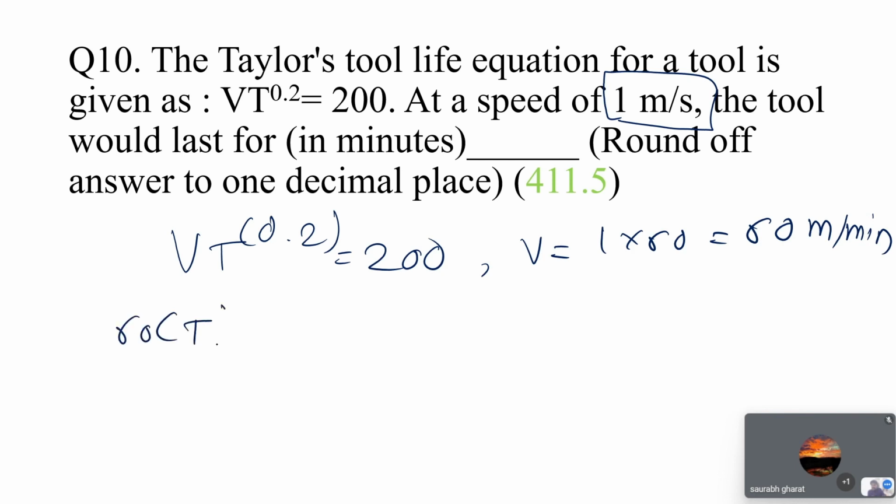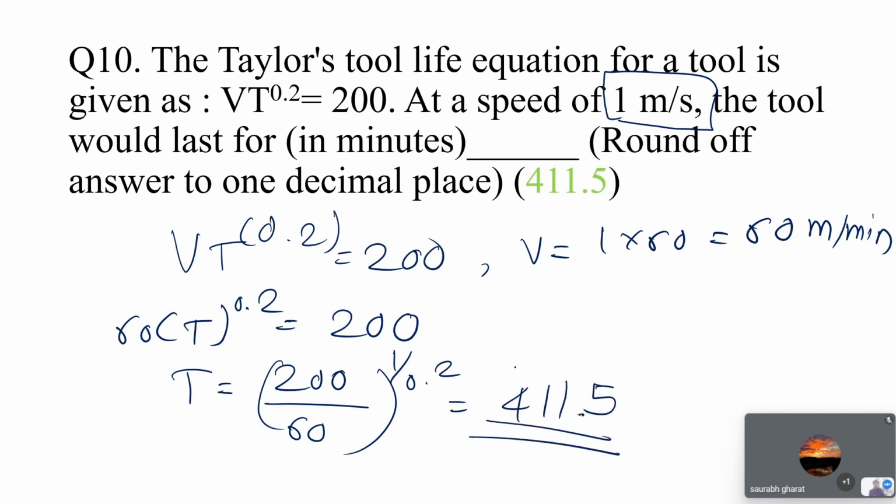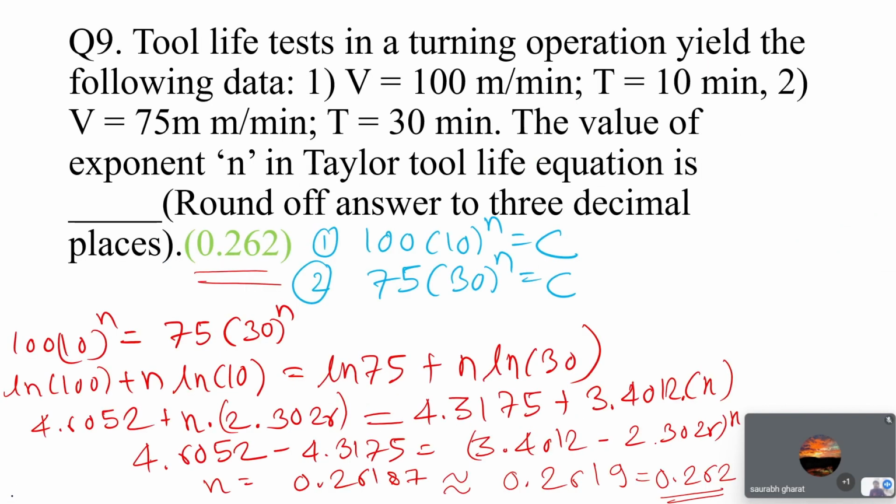You have your T, which is 0.2 into 200. This is your constant. So your T is equal to 200 divided by 60. Again, this will go to this side. So your answer will be 411.5. Just calculate. Your answer. So it's very simple. Okay. So your assignment is completed here.